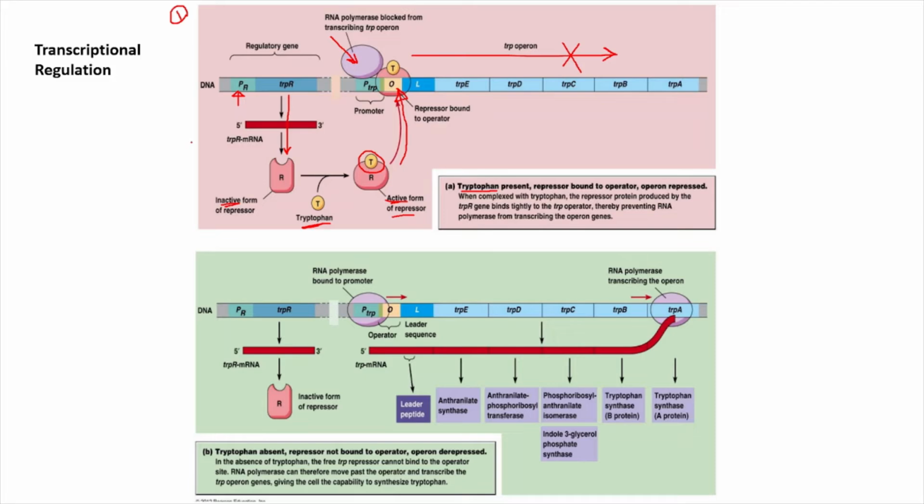Now let us see the next case, when tryptophan is not present in the media. What will happen? The bacteria now synthesize tryptophan. Because tryptophan is not present, the bacteria needs to synthesize tryptophan. So the regulatory gene, like in the previous case, will code for the repressor protein, which is the inactive form, but because tryptophan is not present, this repressor cannot be activated. No tryptophan is present to activate this repressor. As a result, what happens?